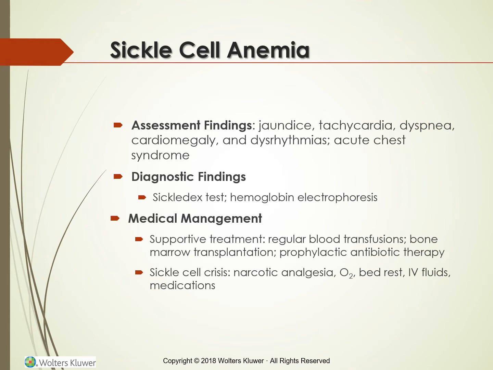Diagnostic findings. A sickle cell screening called the Sickle-Dex test determines the presence of abnormal HbS. Hemoglobin electrophoresis determines whether the person has sickle cell disease or carries the sickle cell trait. Hemoglobin levels tend to range between 7 and 10 grams per dL in those with sickle cell disease. An increase in secretory phospholipase A is a predictor of acute chest syndrome.